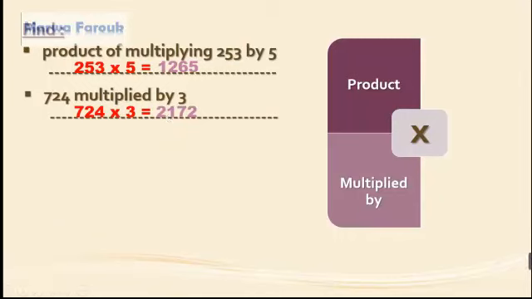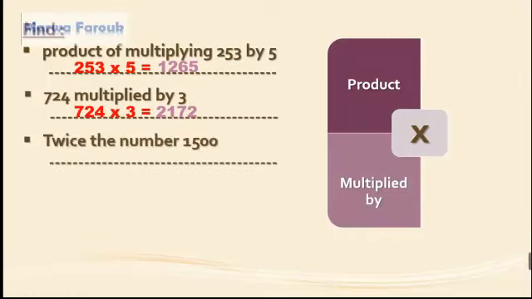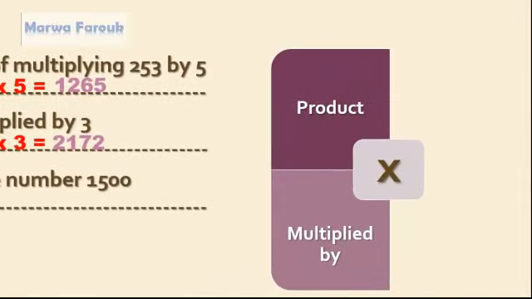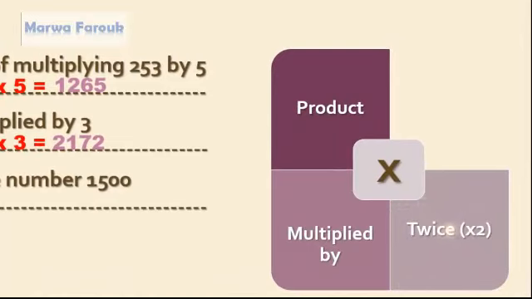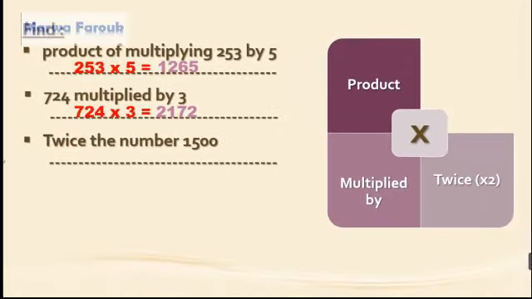Next one is twice the number 1,500. Twice here means what? Twice here means times 2. So we're also going to multiply 1,500 times 2. Why times 2? Because we have here twice, and twice means times 2. I will put the 2 zeros, and 15 times 2 equals 30.